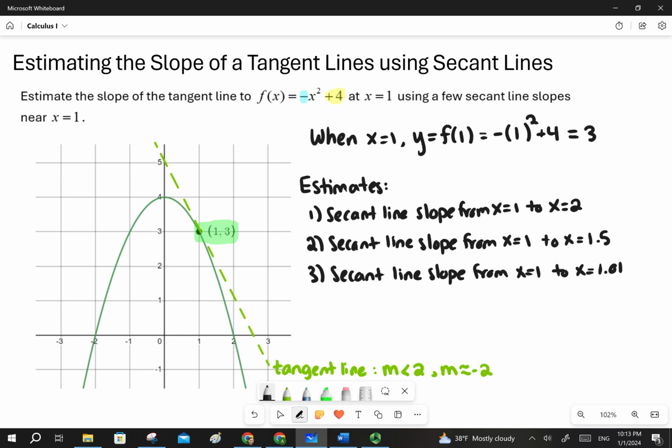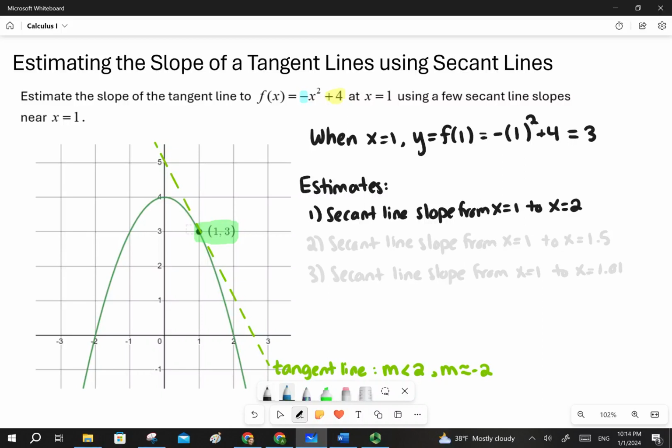It's worth mentioning that even though I'm choosing secant lines where the second point is to the right of the point (1, 3), this is not at all a requirement. You could use the secant line from x equals 0.9 to x equals 1 if you wanted. I'm just choosing points to the right because I know that will mean the denominators of my slopes will be positive.